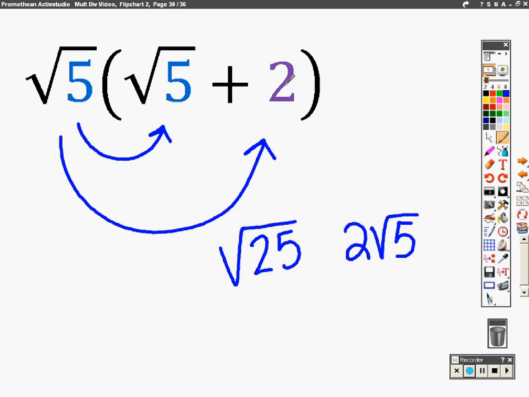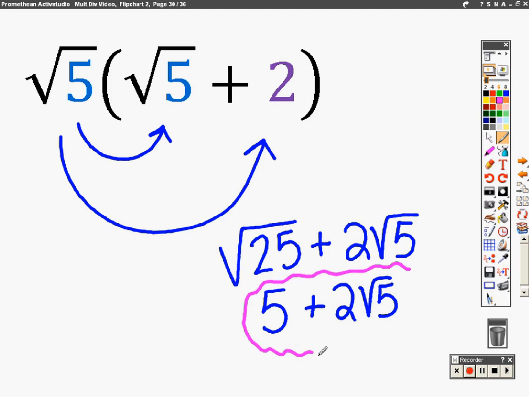This 2 is a purple number. It's an integer. It is outside of a radical that I can't see. There's a plus sign in between here. Don't forget that. And our radical 25 cleans up to 5 plus 2 radical 5. Now, don't go thinking that there's another step to this. This is the answer. This is the furthest I can get. And I'm sure that addition of radicals is coming soon to a math class near you.